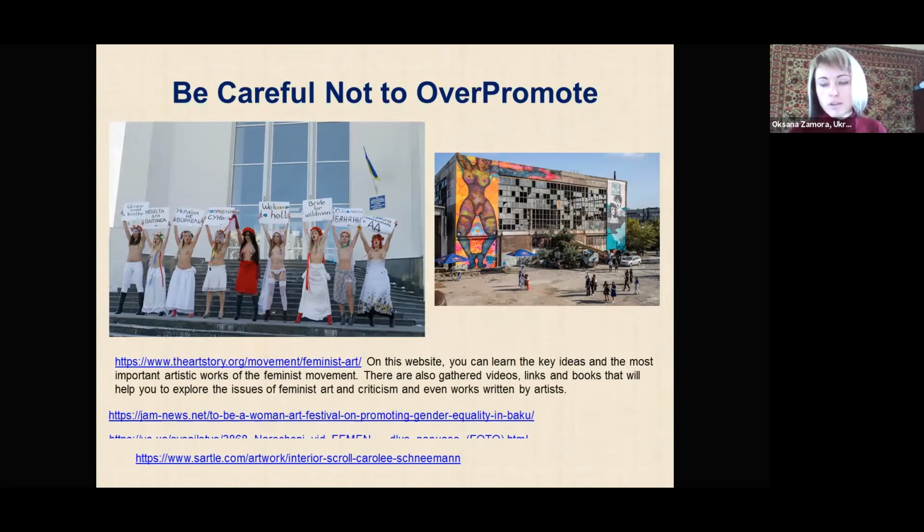And while talking about gender equality, we must remember equality for all. Equality for all means respect of all opinions, including those of people who have traditional views. For example, the photos you see represent two different things. The one on the right is an example of an art festival which was promoting gender equality, highlighting women's role in the modern world, which took place in Baku in 2019.